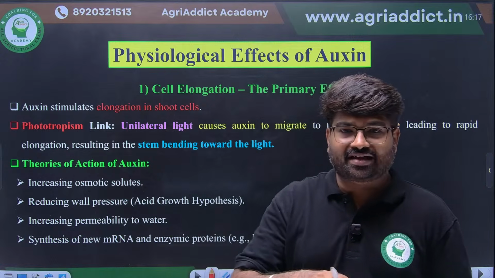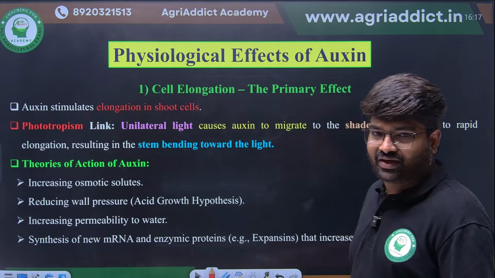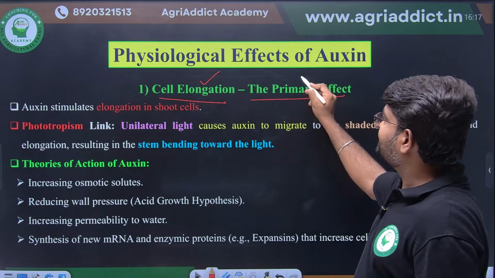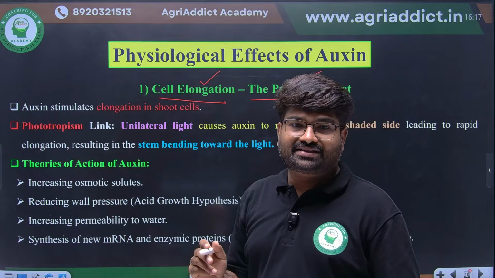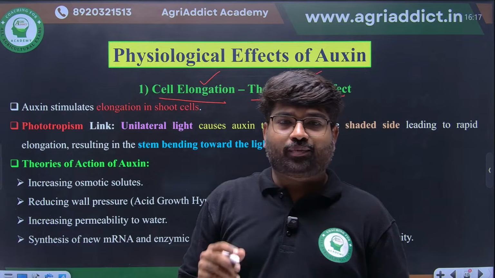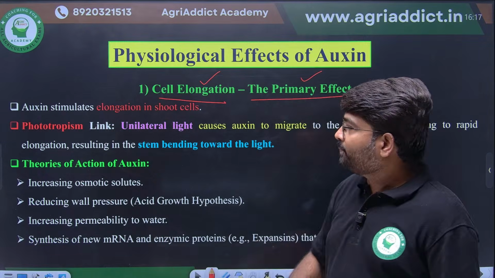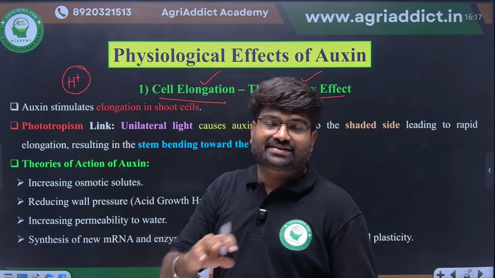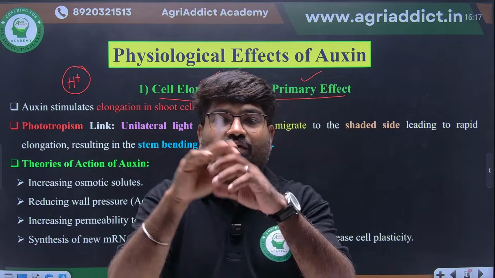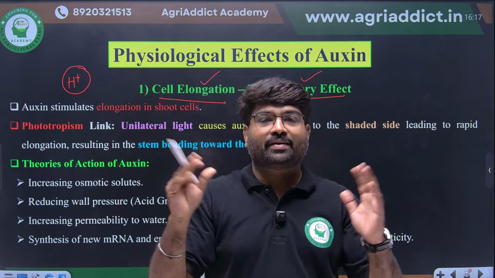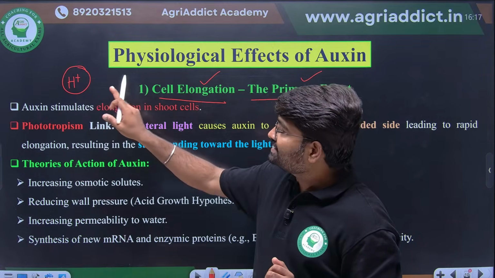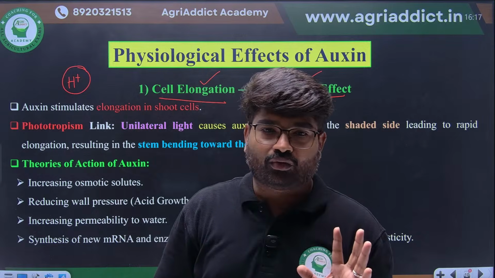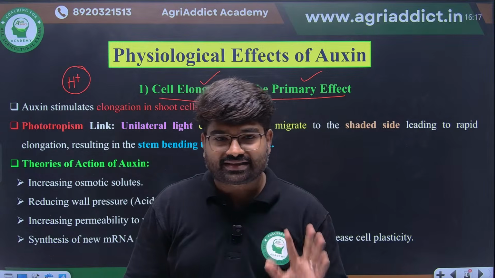If auxin is there, what are the major physiological functions it will do? The first and most important thing is cell elongation. This is the first and most important function of auxin. How? It will activate the H plus mediated acidification in the cell wall. Because of that, the cell wall will become loosened and it becomes elongated. Clear? So H plus mediated acidification is done by auxin.